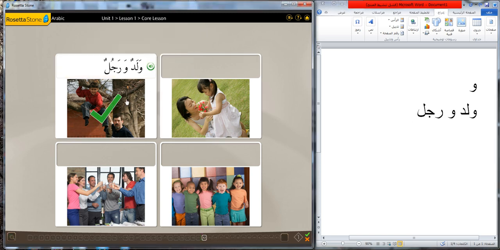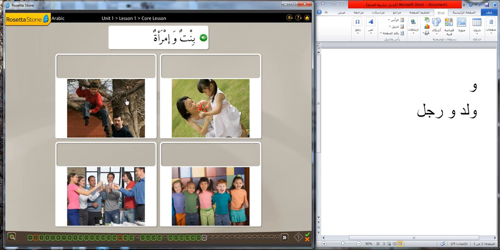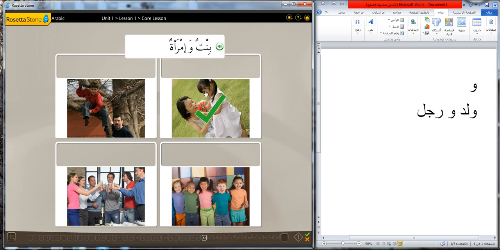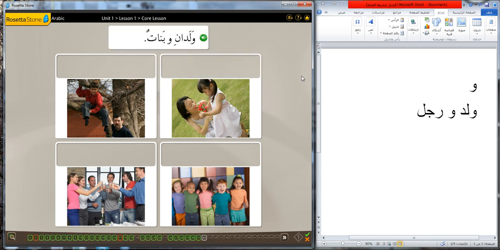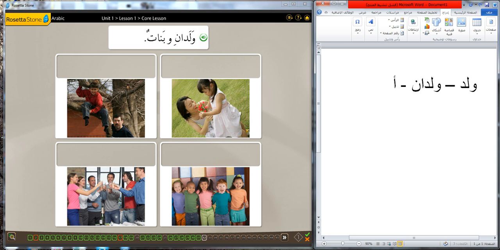ولد. بنت وامرأة. A girl and a woman. ولدان وبنات. ولدان, as we said before, ولد, ولدان, أولاد. So ولد, one boy, ولدان, two boys, أولاد, boys.